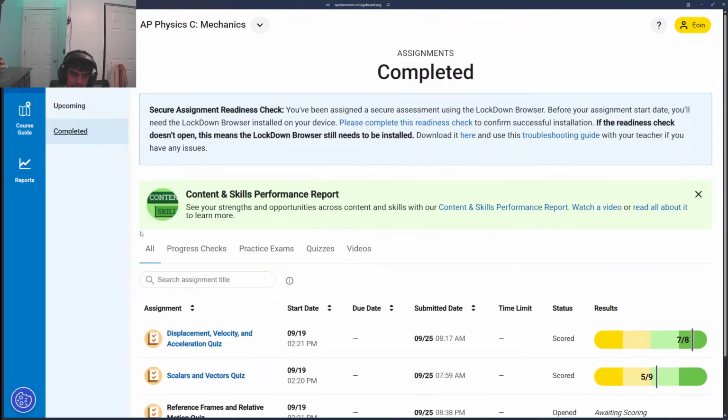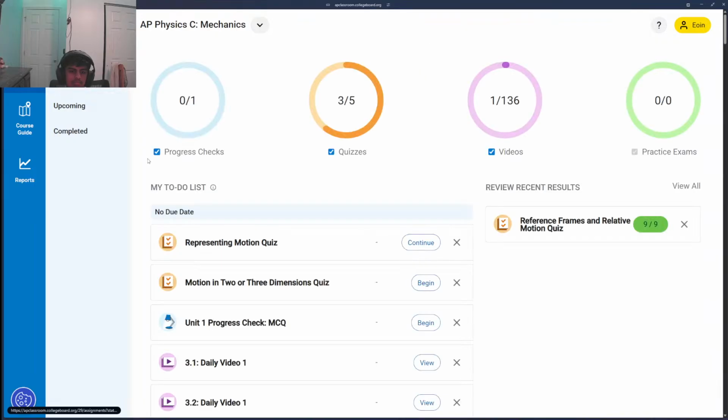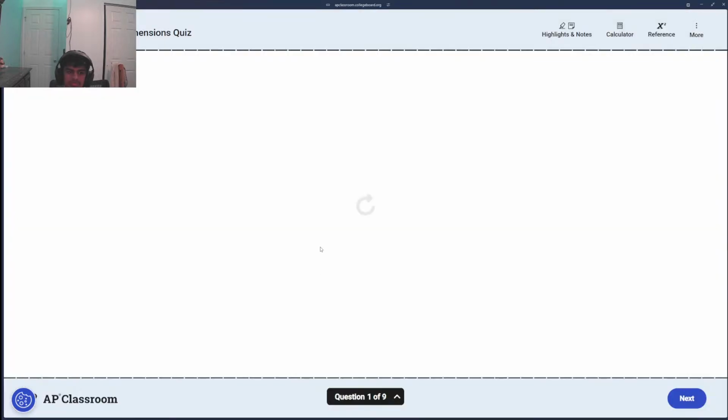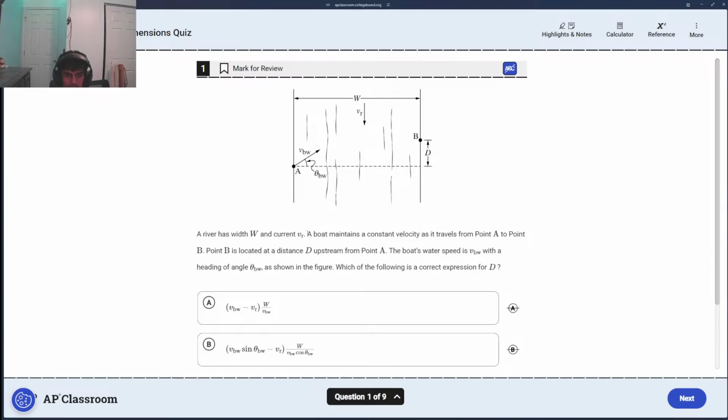What other quizzes are there? Um, represent the motion. What's the hardest quiz in here? We should do motion in 2 or 3 dimensions. That's probably going to be the majority of the test. Oh, shoot, I haven't done that one either. I'll do it with you guys.